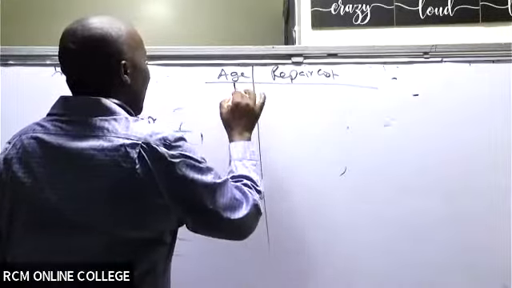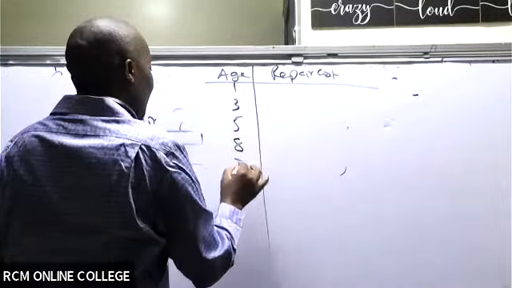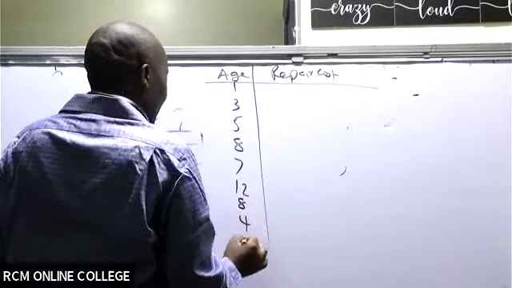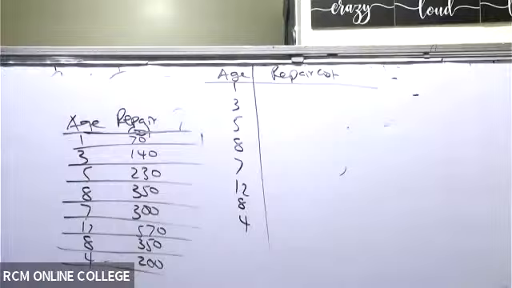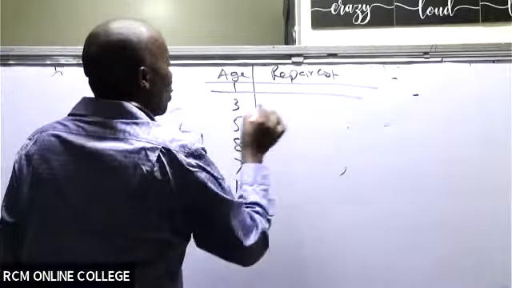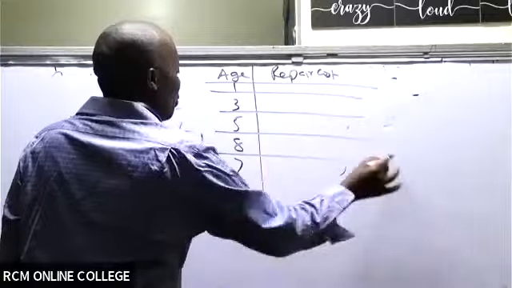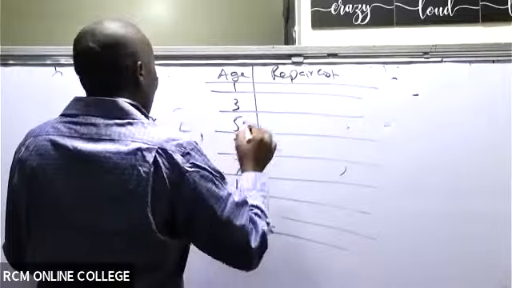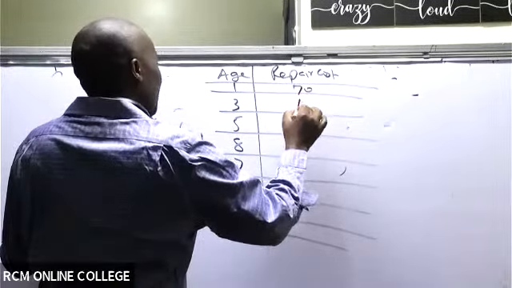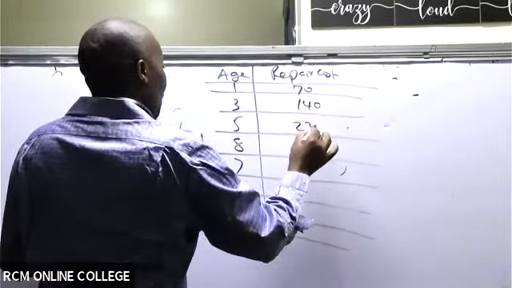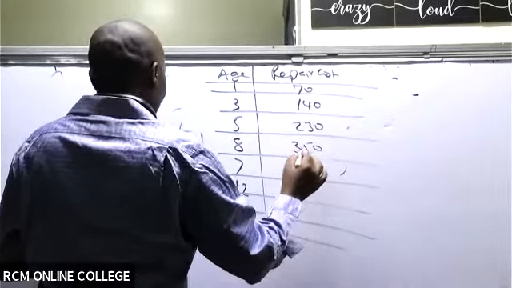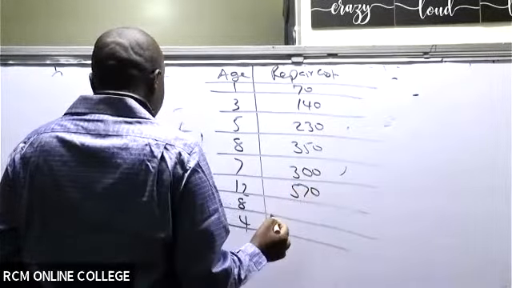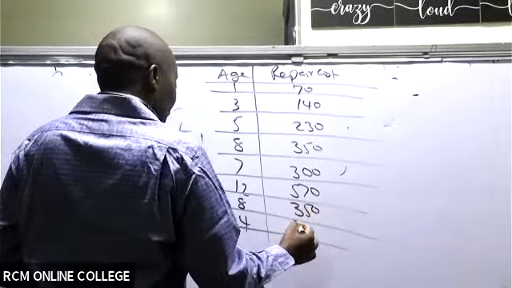So we have here 1, 3, 5, 8, 7, 12, 8, 4, 8, 4, 8, 4 like that. And then of course we have now the corresponding repair costs. What do we have here? The corresponding repair costs: I have 70, 140, 230, 350, 300. Then we have 570. Then we have 350. Then lastly, we have 200.